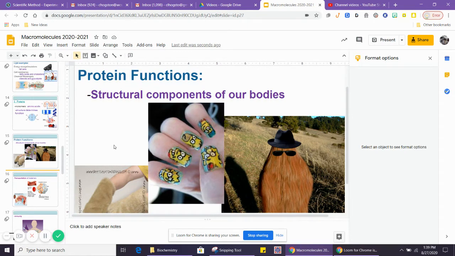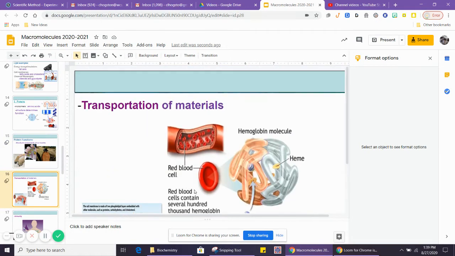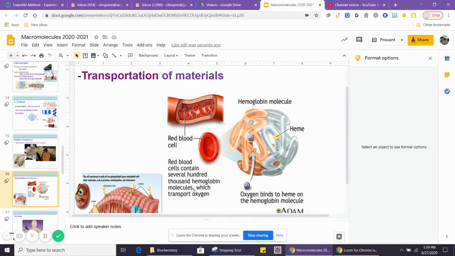Proteins are basically the workhorses here. They're the workhorse macro. They are structural components of our bodies. So if I'm talking about us, I could be talking about our fingernails, our hair, and if I'm talking about other animals, I could be talking about horns or hooves made of the same type of protein.